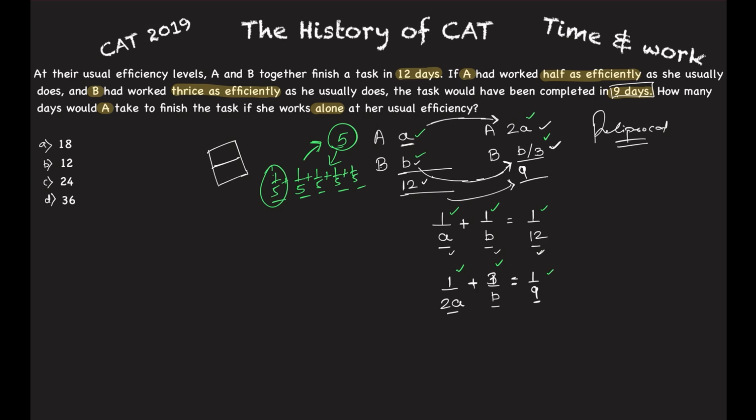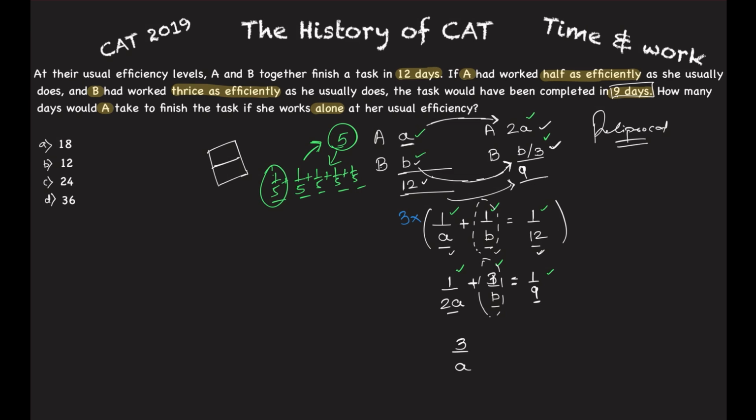That's quite simple. This is a simultaneous equation. Make this term the same, make this term the same. How do you do that? Multiply this by 3. If I multiply this entire thing by 3, what will happen? This will become 3 upon A plus 3 upon B, and this 3 upon B will get cancelled.